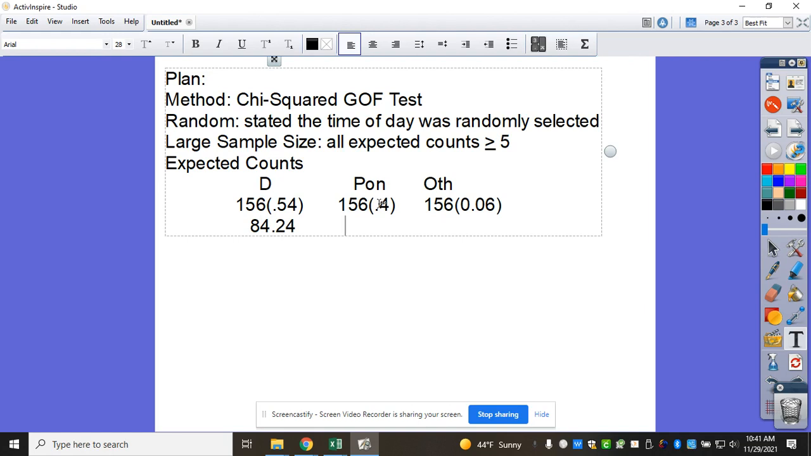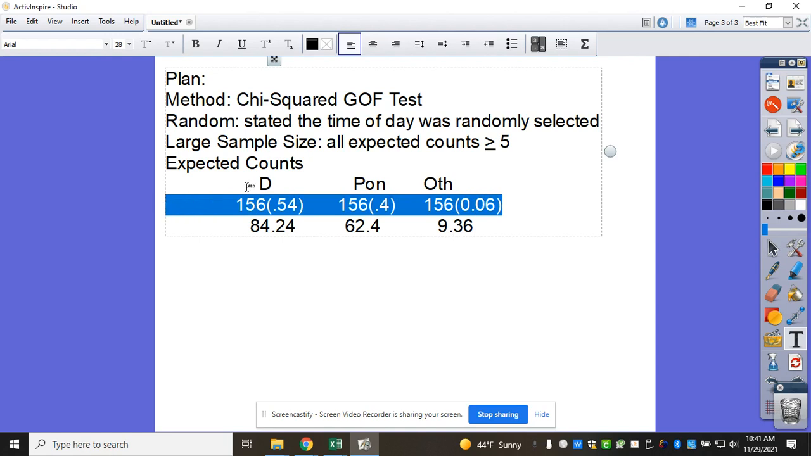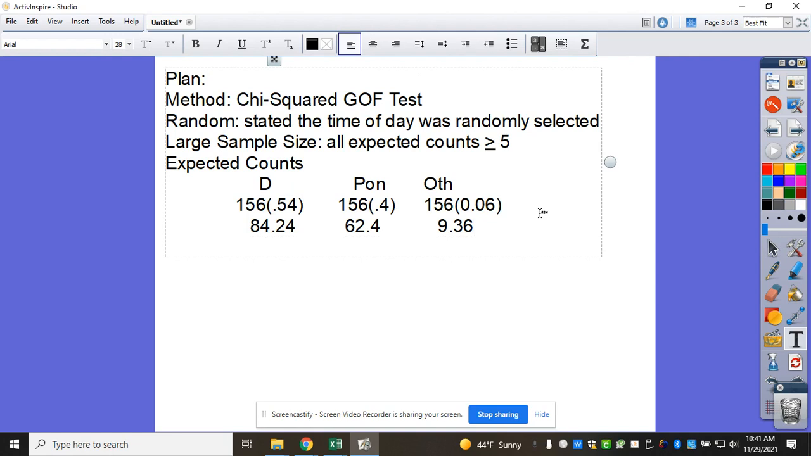This one ends up being, and so you don't actually need this line. That's just a reminder of how we got those. And then all of those are greater than or equal to 5. So that's all we need to write there. And then my last condition is what? Which is the 10% condition.